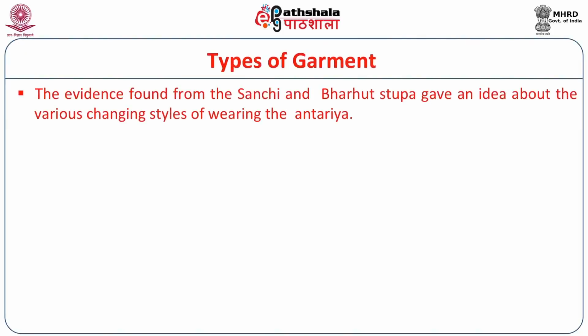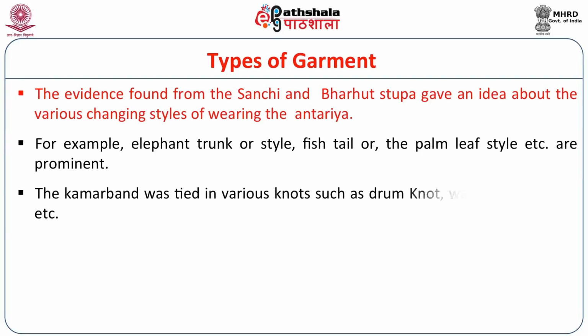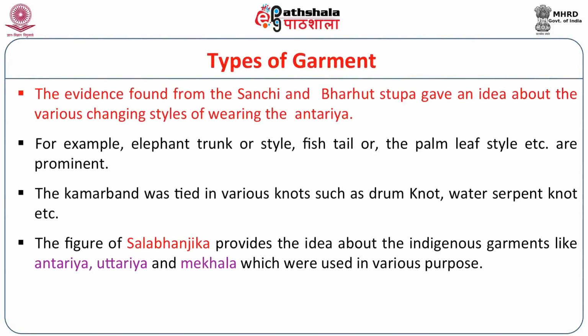Now, if we look at the narrative art of Sanchi and Bharhut, particularly the Buddhist narrative art, it gives us an idea of the various changing styles of wearing the antariya, the inner garment. For example, the elephant trunk style, fish tail or the palm leaf style, etc. are prominent. The kamarband, which is actually the mekhala, was tied in various knots such as drum knot, water serpent knot, etc. And these are very beautifully reflected in the art. The figure of Shalabhanjika, which is an epitome of beauty in most of the sculptural motifs, provides the idea about the indigenous garments like the antariya, uttariya and mekhala, which were used for various purposes.